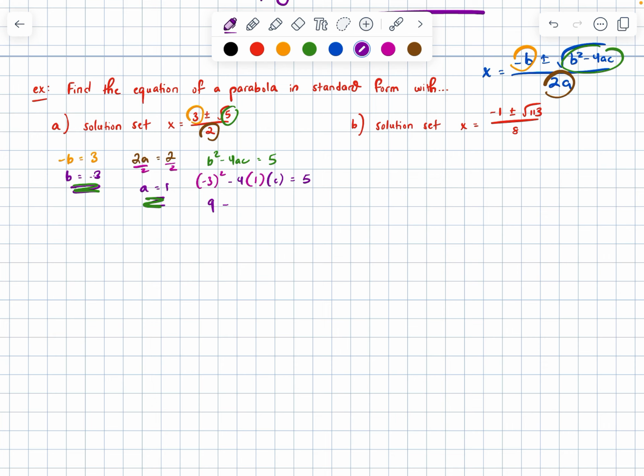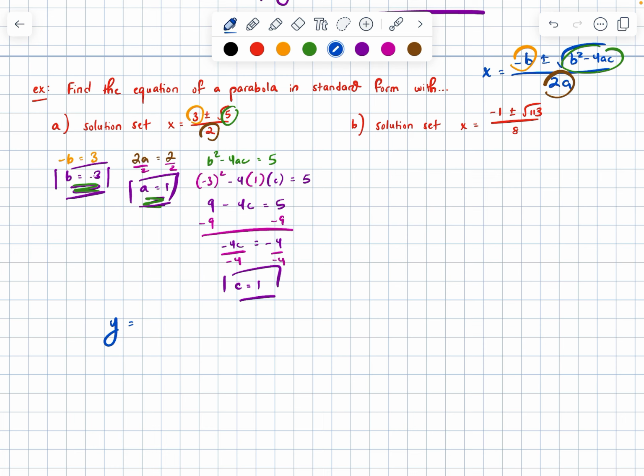So I've got negative 3 squared, which is positive 9, minus 4 times 1, which is 4, still attached to that c, all equal to 5. I want to get c by itself, so let's subtract 9 from both sides. Here, negative 4c is going to be equal to negative 4. Dividing both sides by negative 4 reveals that c is equal to 1. So now I know a, I know b, and I know c.